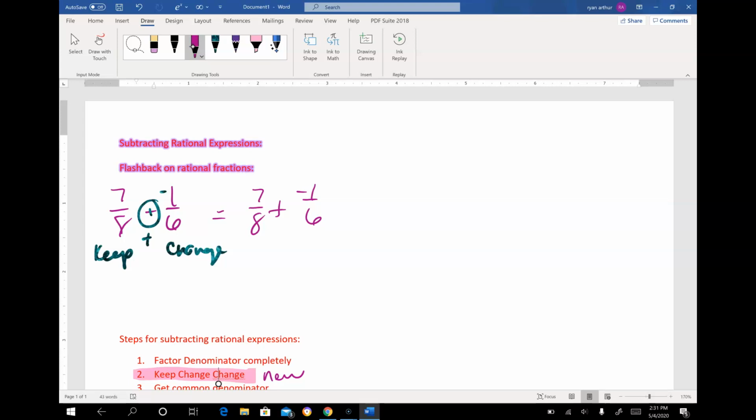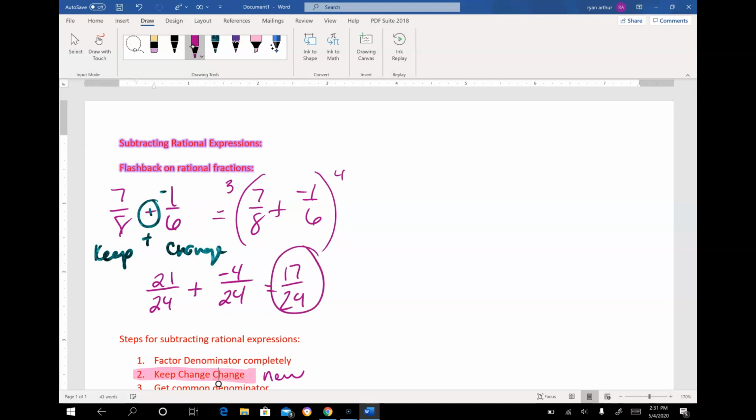We got to get common denominators. So 6 can't go into 8, and 8 can't go into 6. So what number can they both go into? And that's going to be 24. So I need to make 8 look like 24. And to make 8 look like 24, we need to multiply it by 3. To make 6 look like 24, we're going to multiply it by 4. So it's going to be 21 over 24 plus negative 4 over 24. And then 21 minus 4 is going to be 17. So 17 over 24, and that one can't be reduced, so that would be your answer.